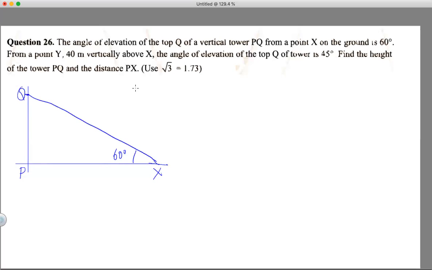40 meter vertically above X. So let's say this is 40 meter. The angle of elevation is 45. So we complete this and this is 45 degrees. Okay, so this is also 40. This part you can write in your figure. You don't have to prove it. Find the height of the tower PQ and also the distance PX. Okay, so we have to find PQ and also PX.